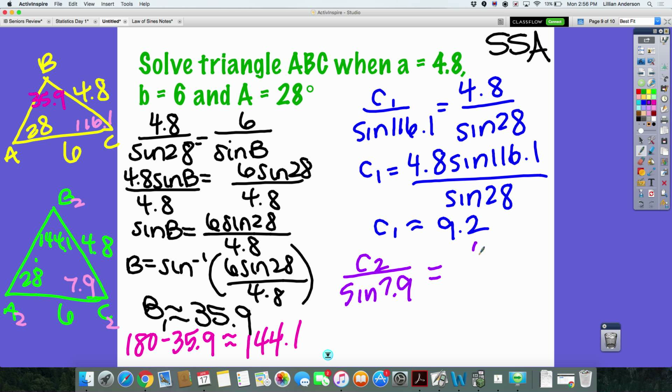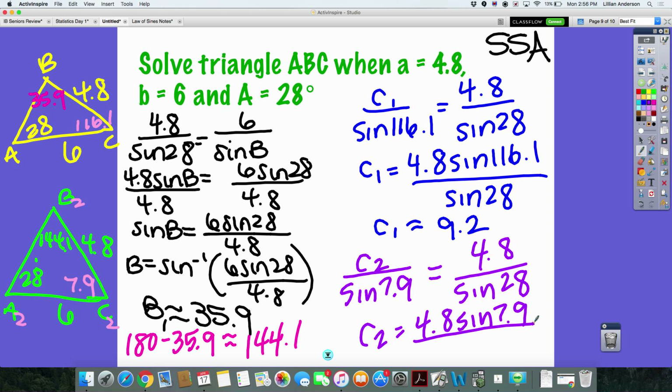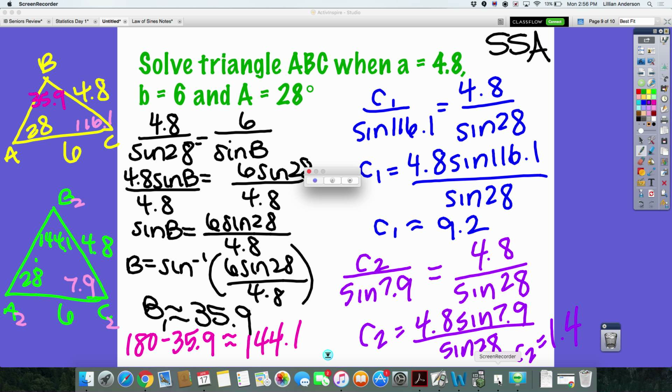I'm going to skip a step. And what do you get? What did you guys get for side C in triangle 2? 1.4. Questions?